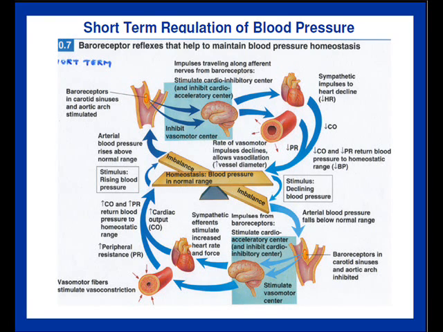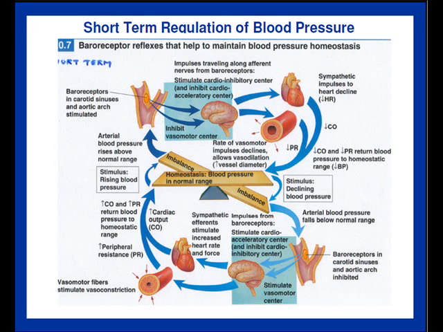And I won't go through the declining one. The declining one is just the reverse of this. Increased cardiac output because of increased heart rate, increased sympathetic drive, and a vasoconstriction, increase in total peripheral resistance. Okay. So that's what's happening short term.